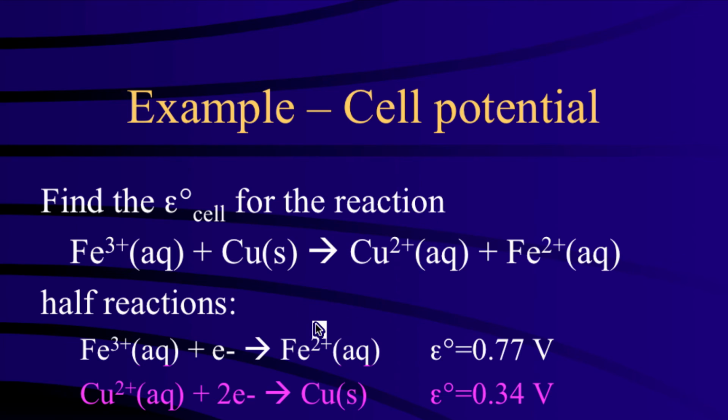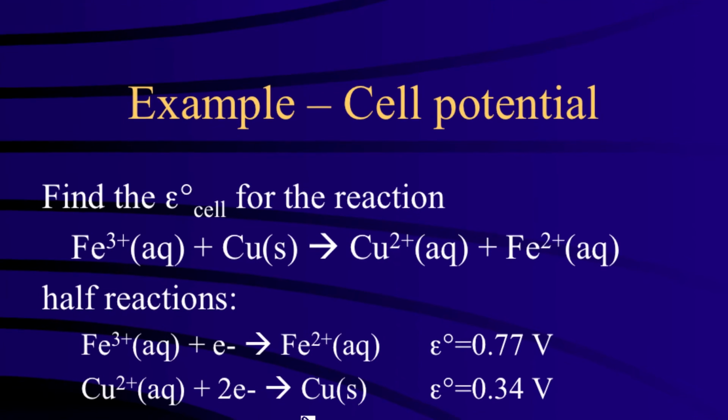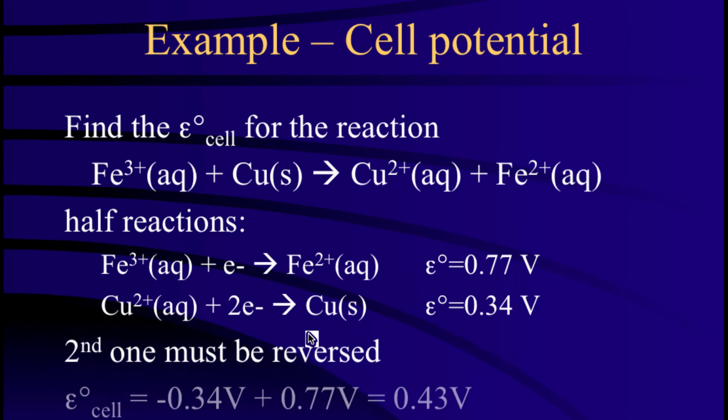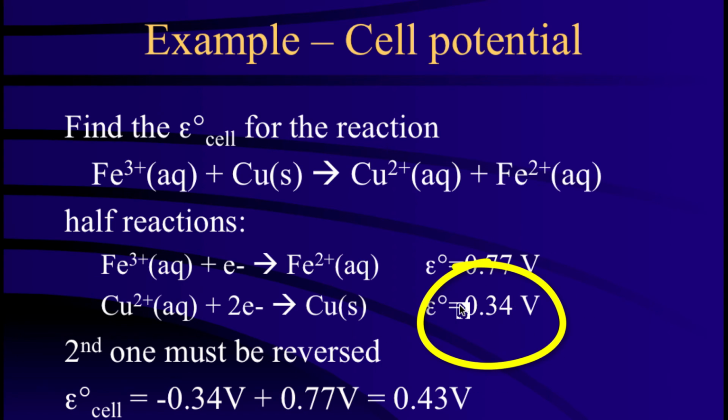So what we need to do is worry about flipping one of these. So we have to flip one of them. Obviously, we have to flip the copper one to make it right. And the rule is that when we flip it, you turn this positive 0.34 to negative 0.34. So all you have to do is figure out which one you want to flip, and when you do that, you flip the sign, and then you just add them together. So this is 0.77 and negative 0.34, and you get 0.43. This is positive 0.43 volts. That's all you have to do. Look at the reaction, write down your half reactions, figure out which one needs to be flipped.